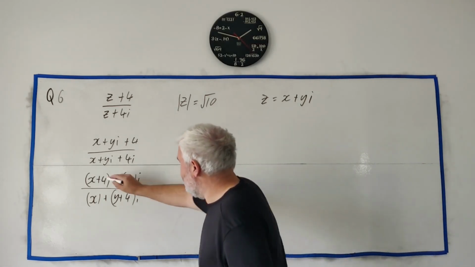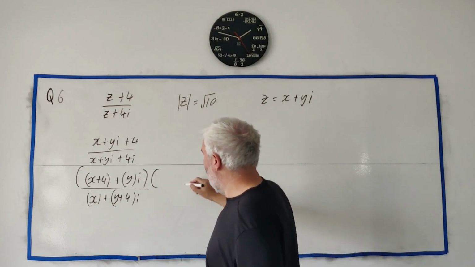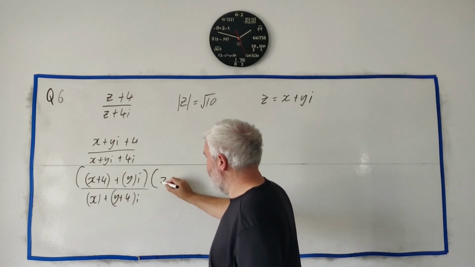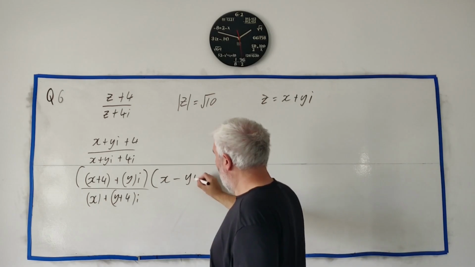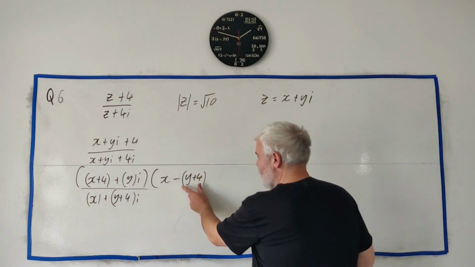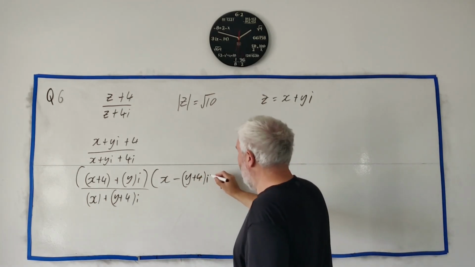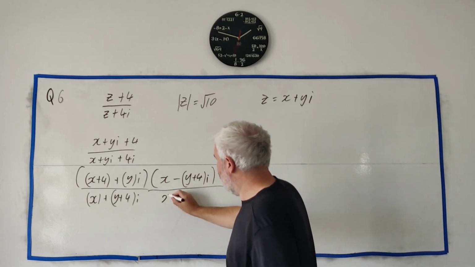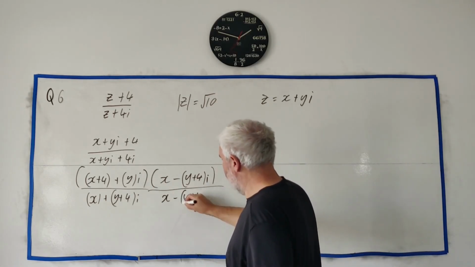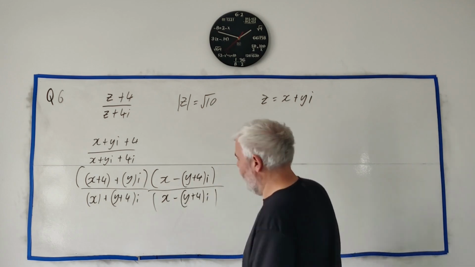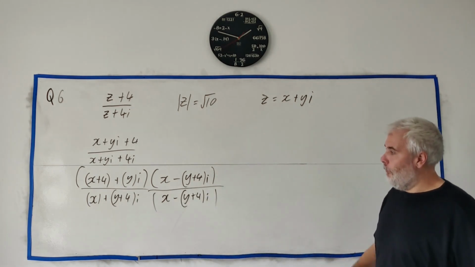Let's multiply this, put a big bracket around that, and multiply this by the conjugate at the bottom. That's x minus y plus 4. Remember that both of these are minus. Minus goes into both of them times i. And x minus y plus 4 i. And we're multiplying by all of this. This would be a mess.